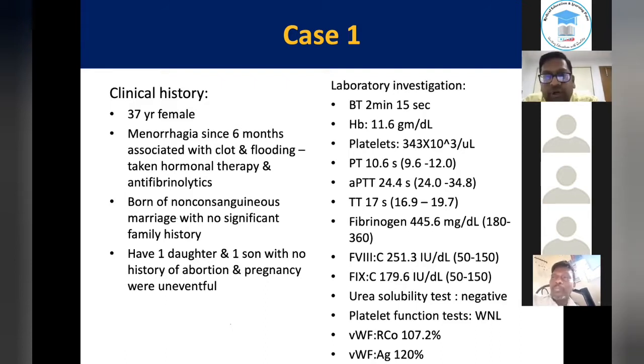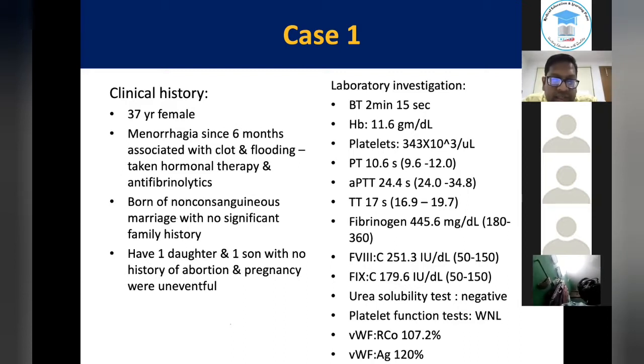And if you look into the laboratory investigation, a battery of tests has been done, and it has been extensively worked out. You can see the bleeding time is 2 minutes 15 seconds, which appears normal. Hemoglobin is 11.6. Platelet count is normal at 343,000. Prothrombin time, APTT, TT, fibrinogen all appear to be normal, though fibrinogen is mildly elevated, but not reduced, because bleeding is expected with either hypofibrinogenemia or afibrinogenemia. Factor 8 also appears to be mildly elevated, but again not reduced.